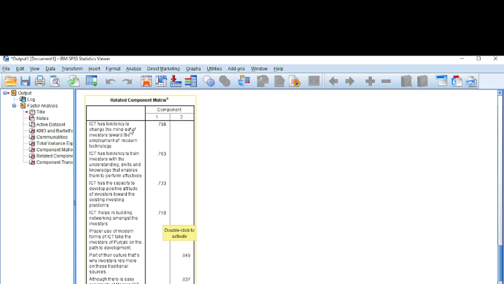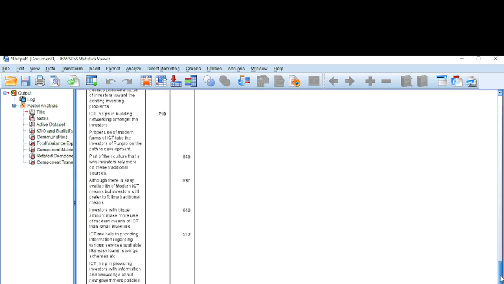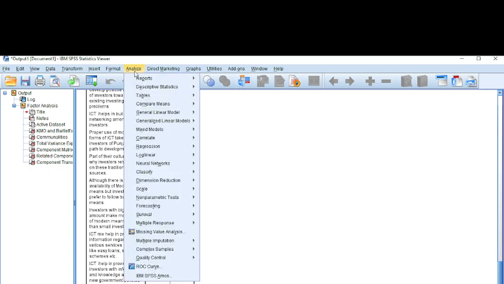ICT has a tendency to change the mindset of the investors. It has a tendency to train investors. This is what I get in one factor, and the other four statements I get in another factor, because I limited the loadings to 0.5 and told it not to take less than 0.5. Otherwise, if my factors are not merging, what I can do is change this.